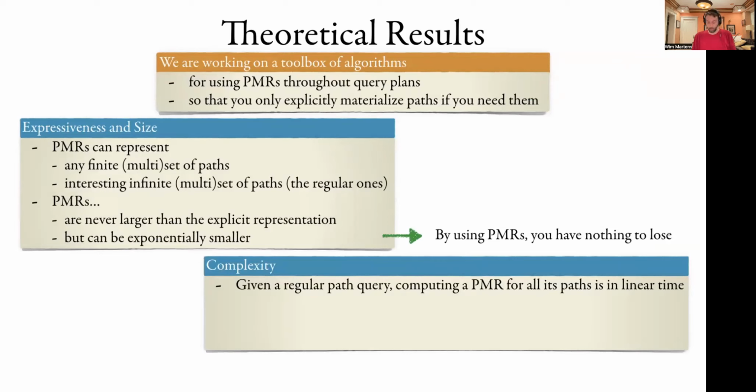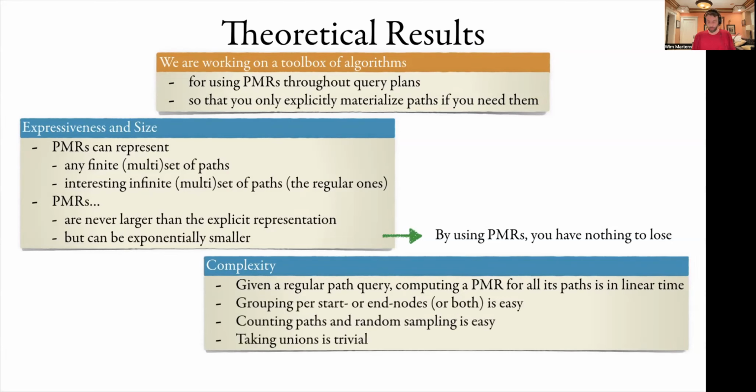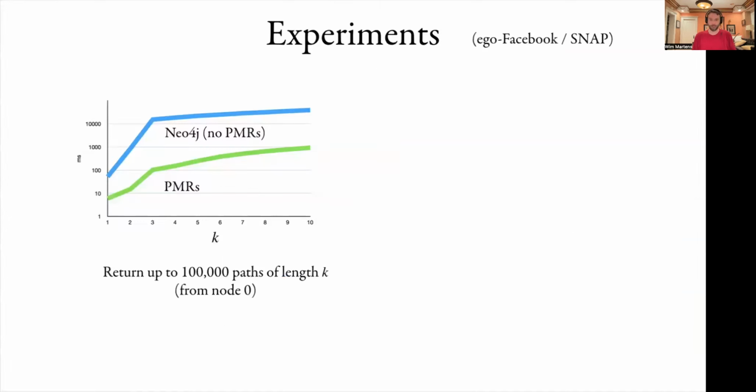Okay, and then in terms of complexity, if you start with a regular path query, which is like the basic building block of graph pattern matching, you can compute a PMR for all the paths that it matches in linear time. Remember, current approaches for doing this actually take exponential time. Grouping per start and end node is easy, and we have some other results as well. There is much, much more in the paper.